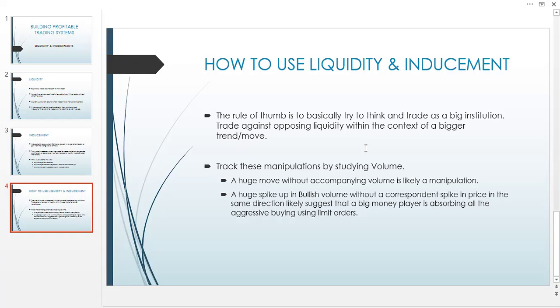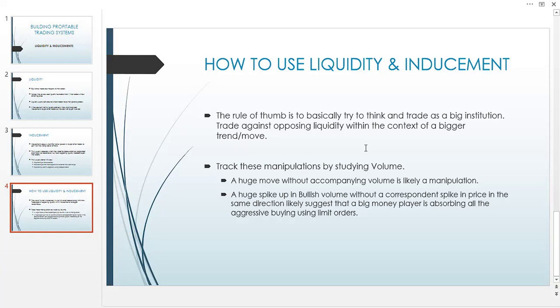Almost all methods of tracking volume have an issue with such things. The volume would not immediately show it. It will not show that sell. But what you just see is that there's a huge spike in volume to the upside, but price is not showing that same huge spike. That is an indication that someone could be absorbing all the aggressive buying using limit orders, and very soon the price will revert back to the downside.